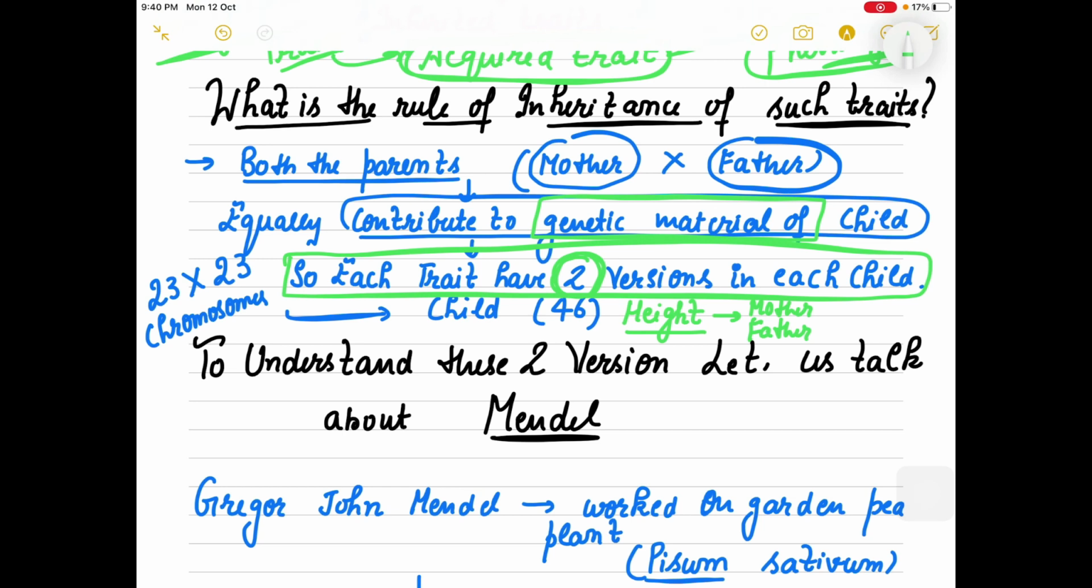And height is expressed by a gene called T, but we never write genes in a single way. We write two letters because genes have alleles, as they are in pairs. Now suppose the mother has capital T small t, and the father has capital T. So now those which are dominant, they will come into you.